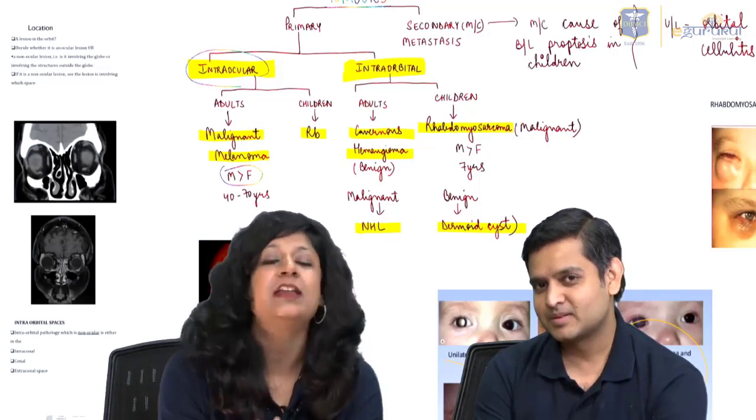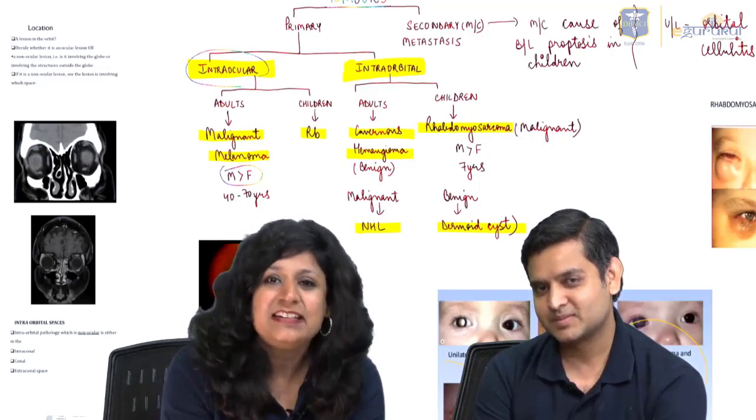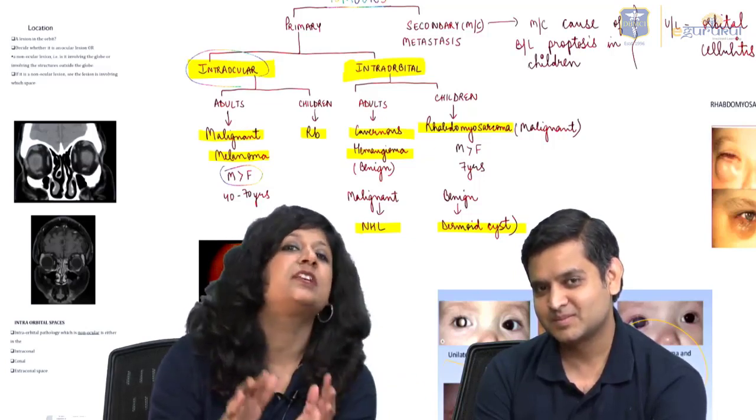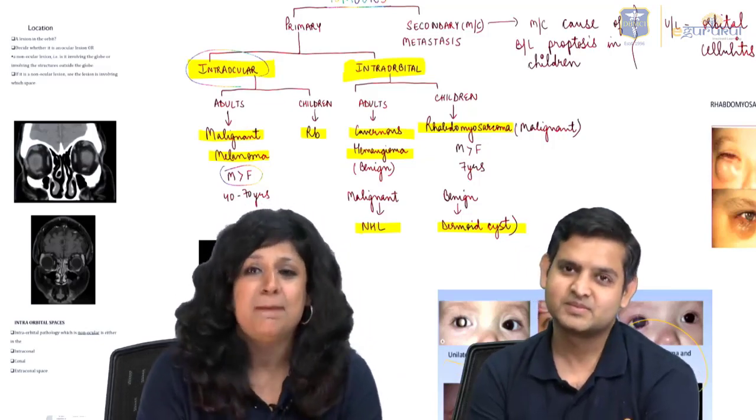But certainly the obliques are involved after the recti. Your Coke bottle appearance, the sparing of tendons, and in adults, proptosis means thyroid ophthalmopathy. These are the very, very important takeaway messages.